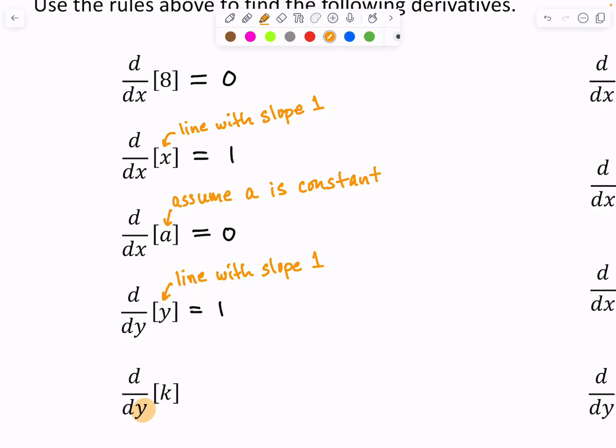Here we have differentiating with respect to y, and we have a different letter in here. So again, assume that different letter is some sort of constant. And when you differentiate a constant, you will always get 0. It doesn't matter the independent variable.